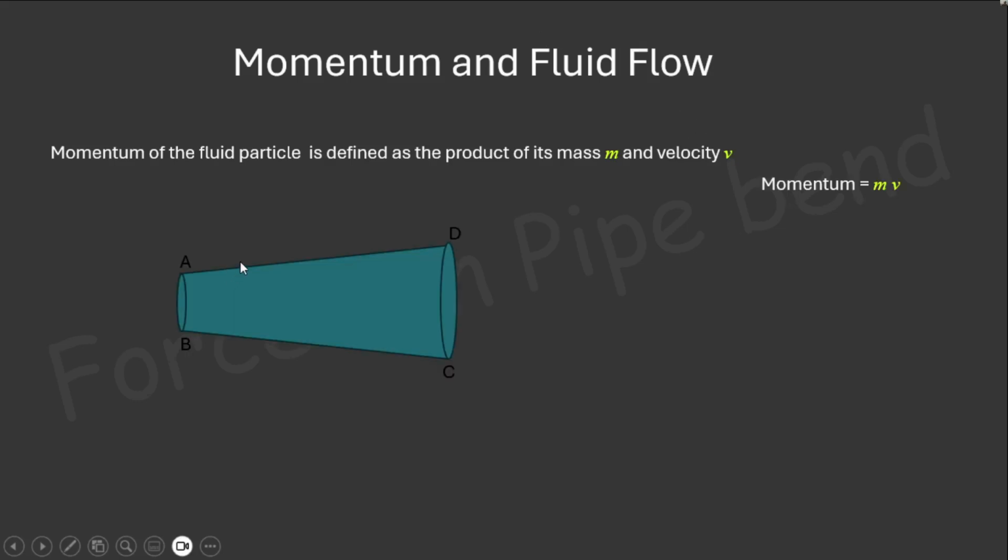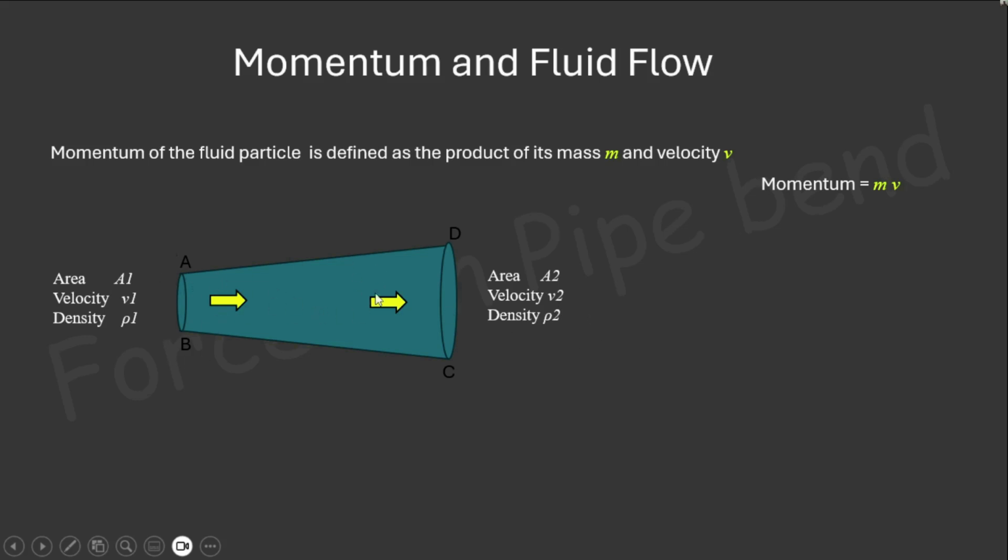So consider a section of a tapered pipe. Here you can see that the cross-sectional area increases from section AB to section CD. That means the velocity changes from V1 to V2. And of course, V1 is higher than V2 because of the smaller area.